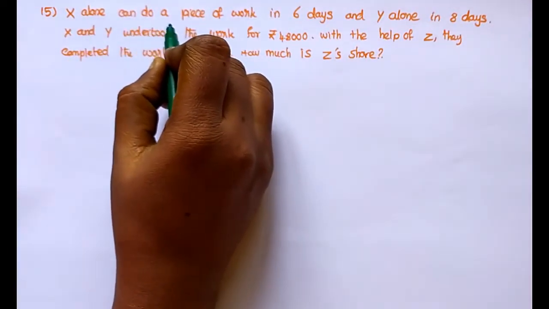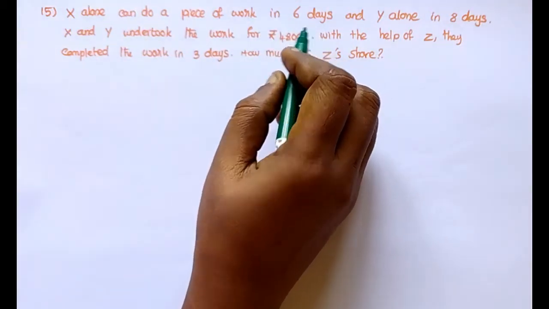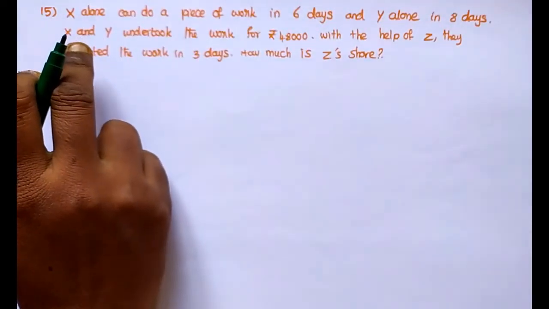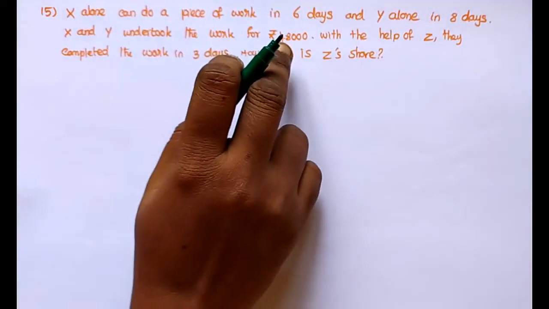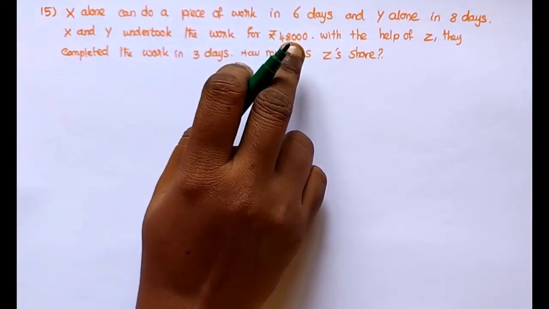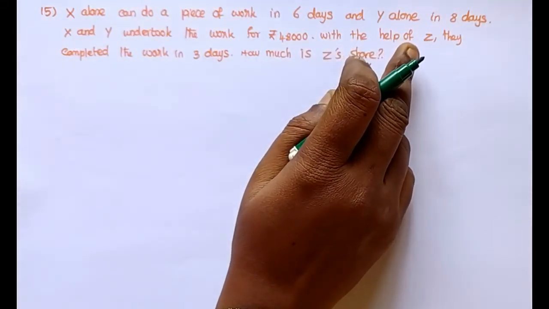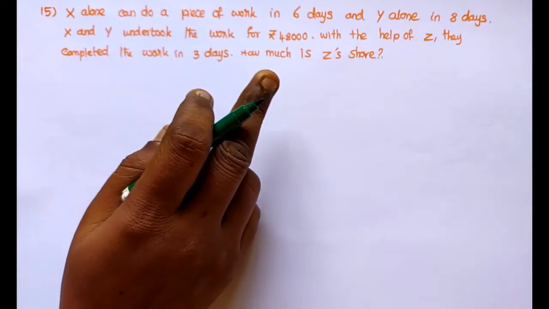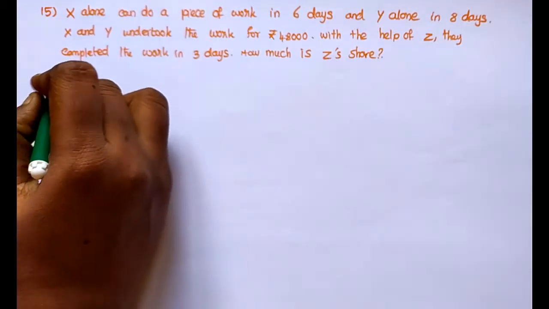15th sum. X alone can do a piece of work in 6 days and Y alone in 8 days, and X and Y undertook the work for rupees 48,000. With the help of Z, they completed the work in 3 days. How much is Z's share? Listen.